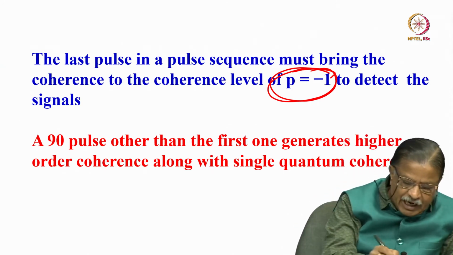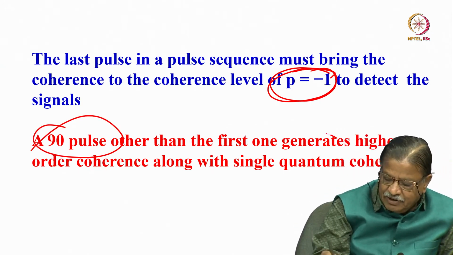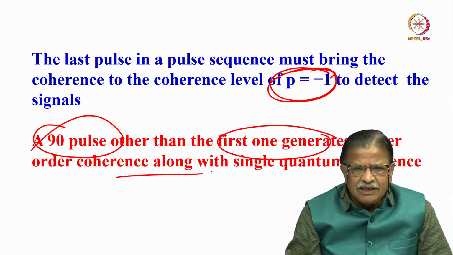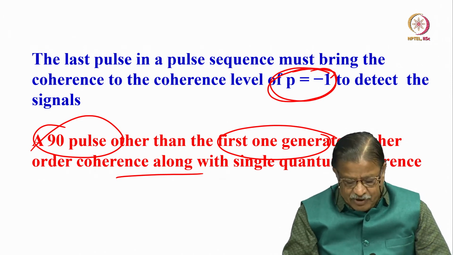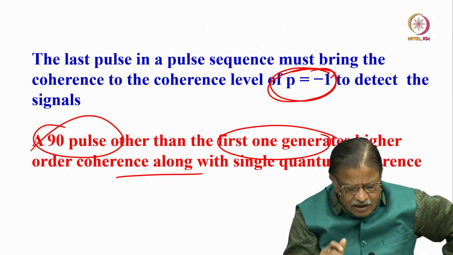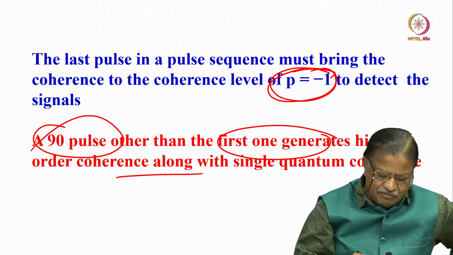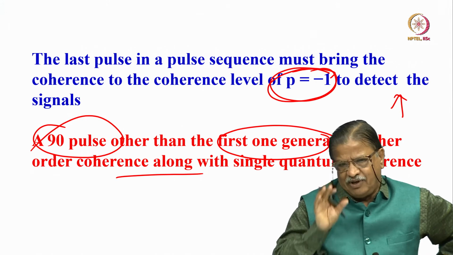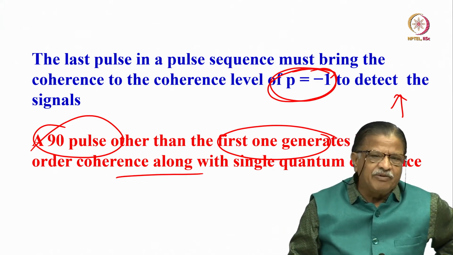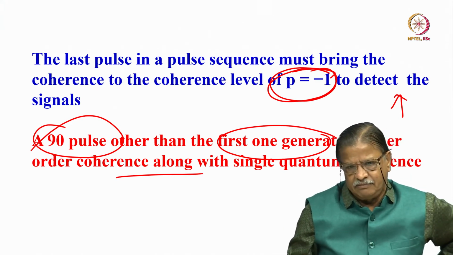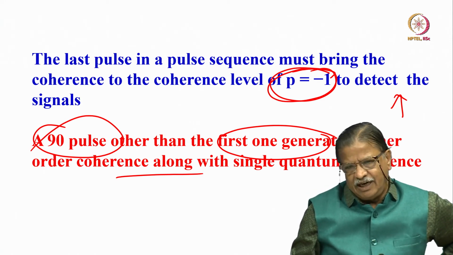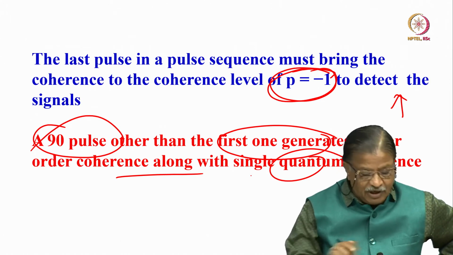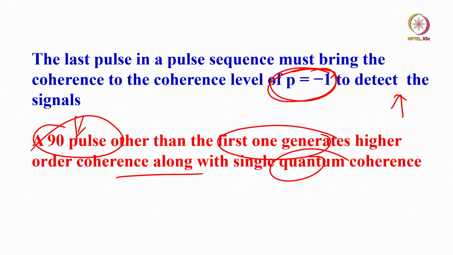Now, a 90 pulse other than the first pulse always generates higher quantum coherence. That is what I told you. Other than the first pulse, the first 90 pulse generates plus 1 and minus 1. Apart from that, any pulse you apply, the second 90, third 90 pulse, they create only other higher quantum orders. Only the first one creates single quantum order.